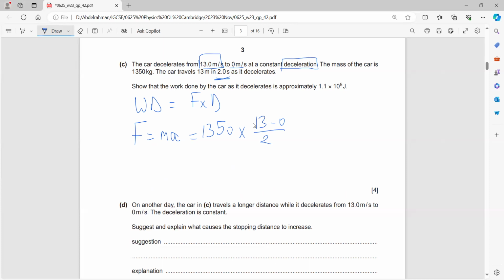Can I find the force now? Yes, the force would be 8,775. Okay, this is the force. Can I find the work done now? Yes, work done equals force times distance, which is 8,775 times... What's the distance traveled?